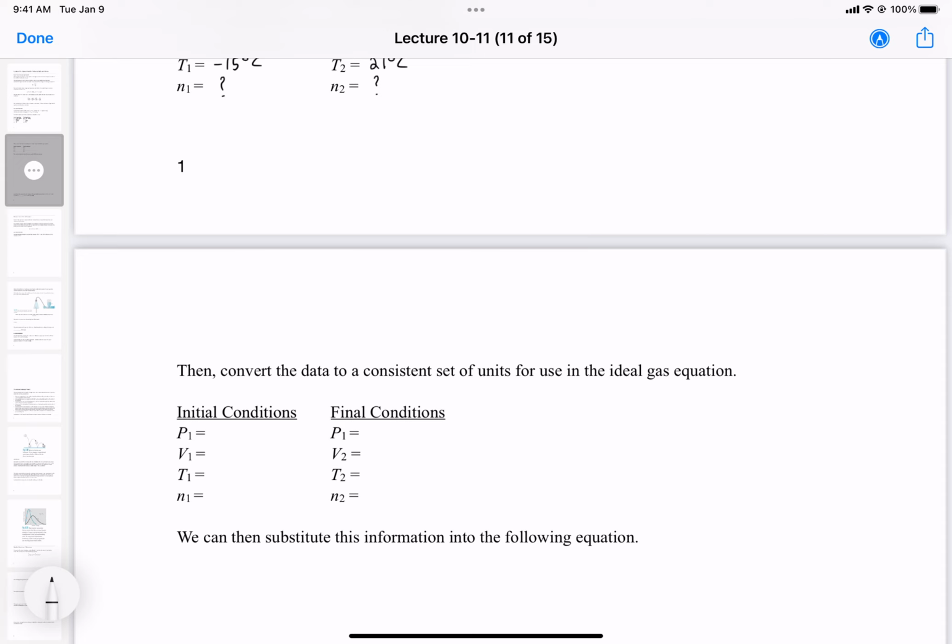So 2.58 ATM. Let's convert the second pressure into ATMs as well: 0.988. Okay, 27 liters, and 258 Kelvin. We still don't know N1 or N2 or V2. And for T2, we now have a new temperature of 294 Kelvin.